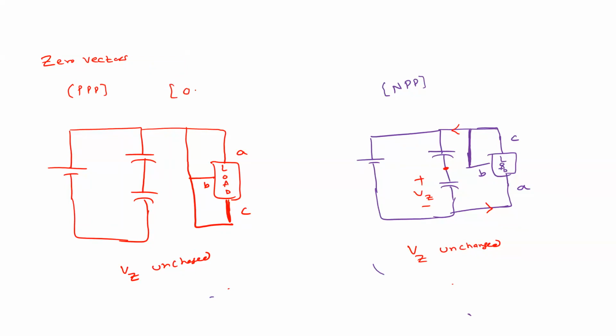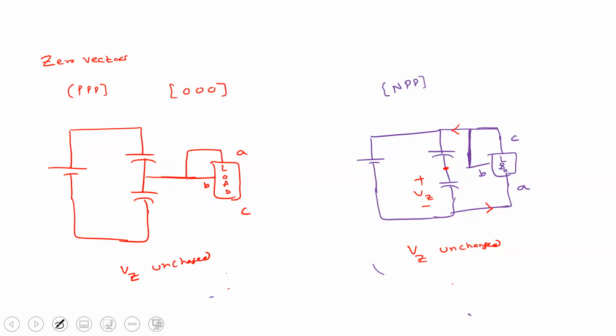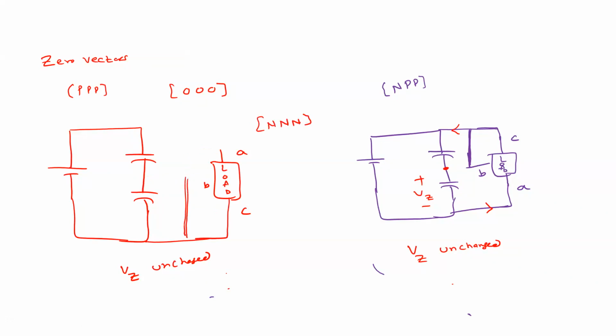Similarly, for 0, 0, 0 the case is simple. Agree? This is for 0, 0, 0, and similarly N, N, N. This is just simple. We have the negative DC bus, so the B phase and C phase are connected, and the A phase is also connected.